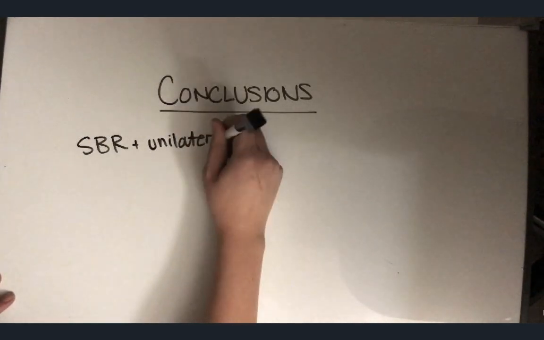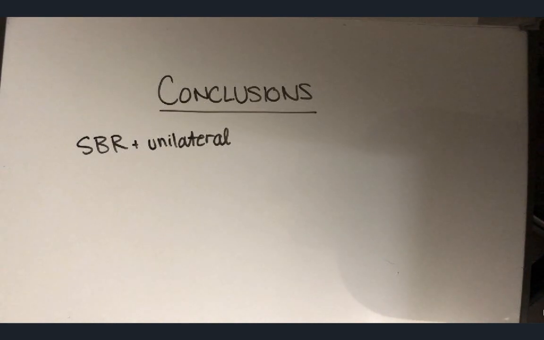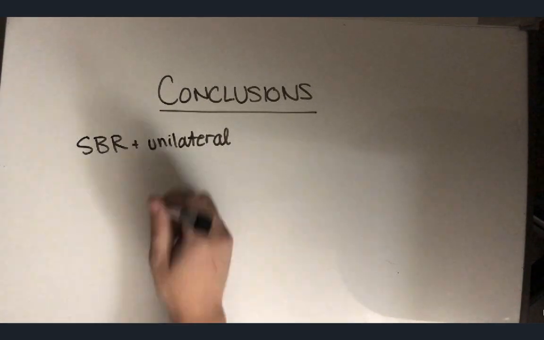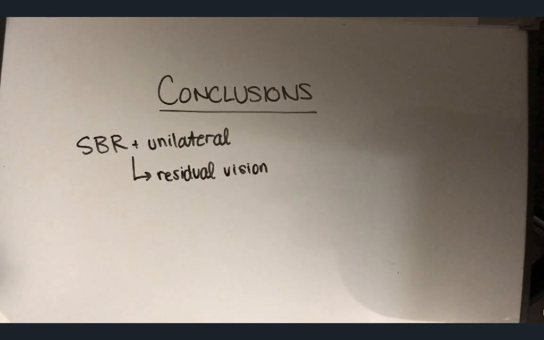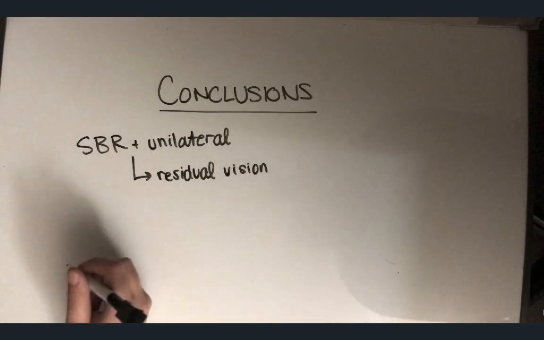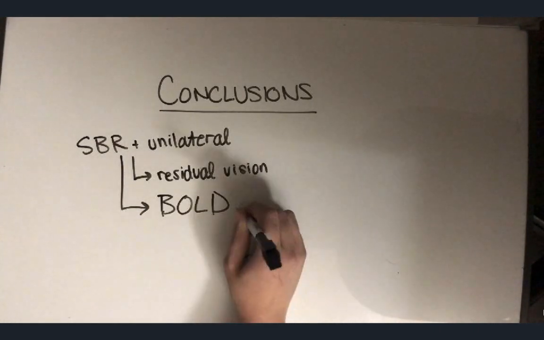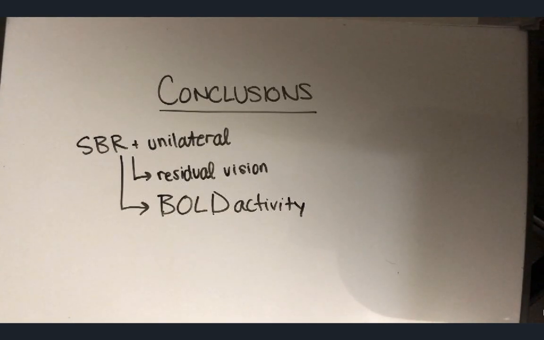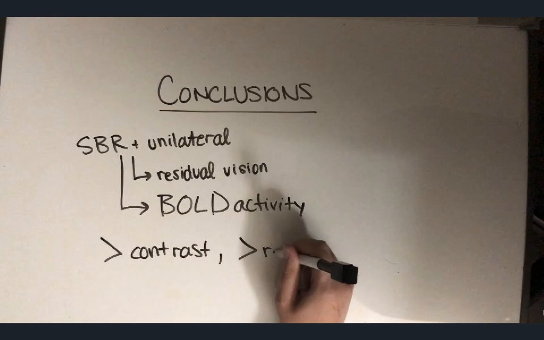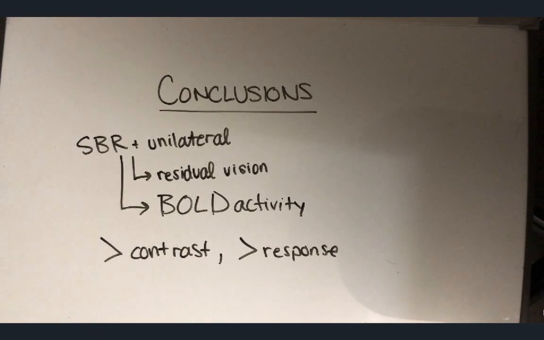The conclusion of the study was that the patterns of residual vision in SBR are similar to those of patients with unilateral damage. Bold activity reflects perception in SBR, the bilaterally damaged subject. The response was greater when contrast was higher, suggesting that the bold signal change is related to visibility of stimulus, similar to a healthy visual system.